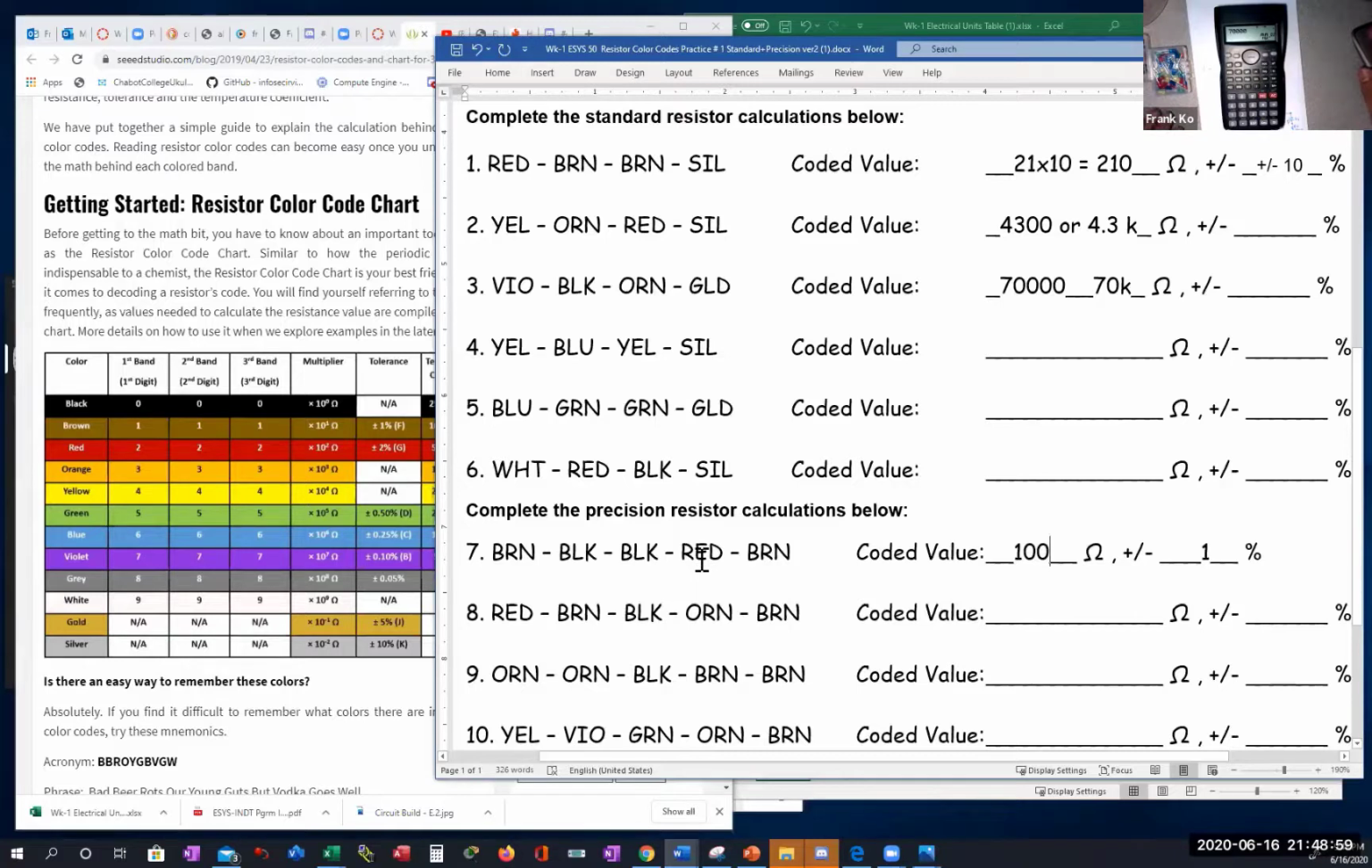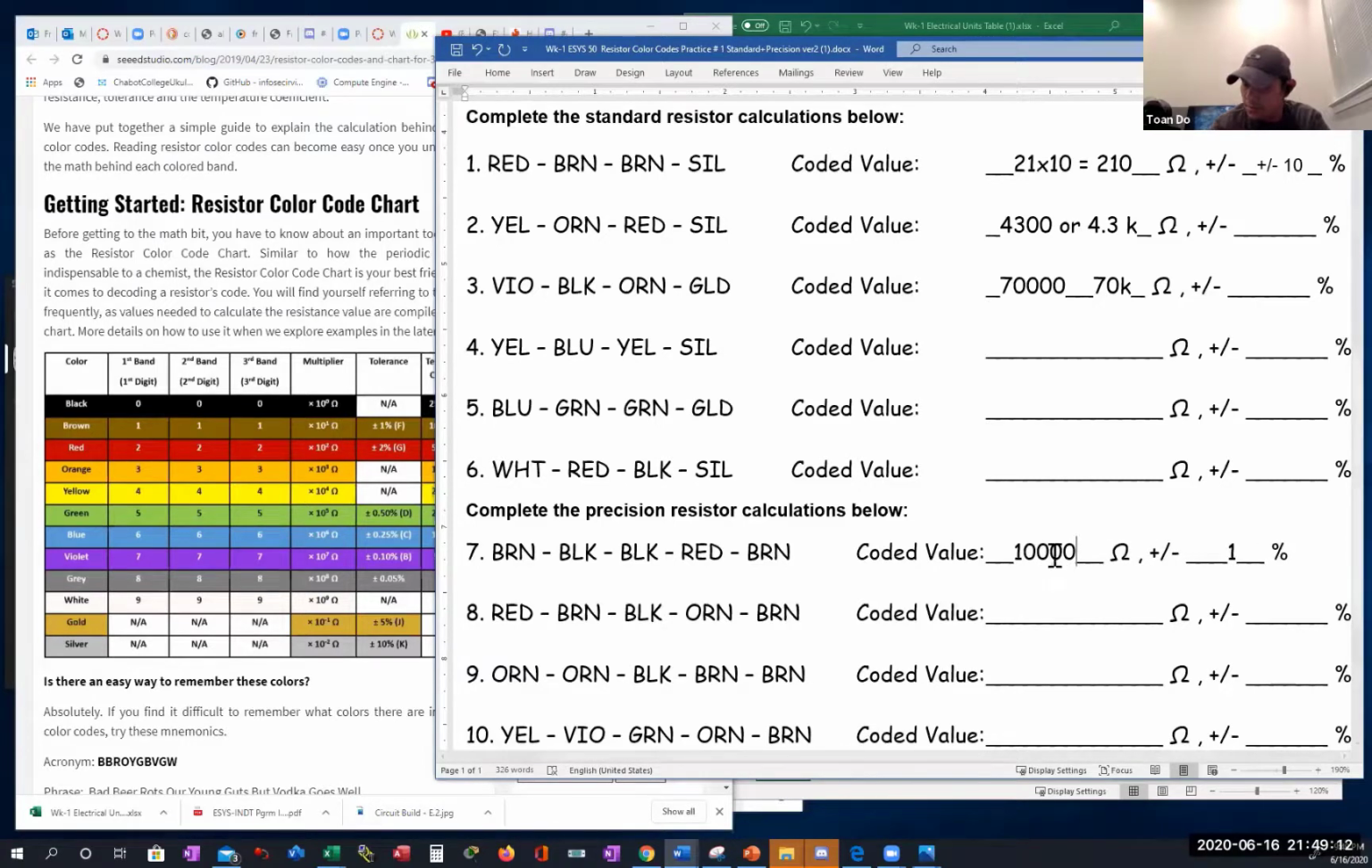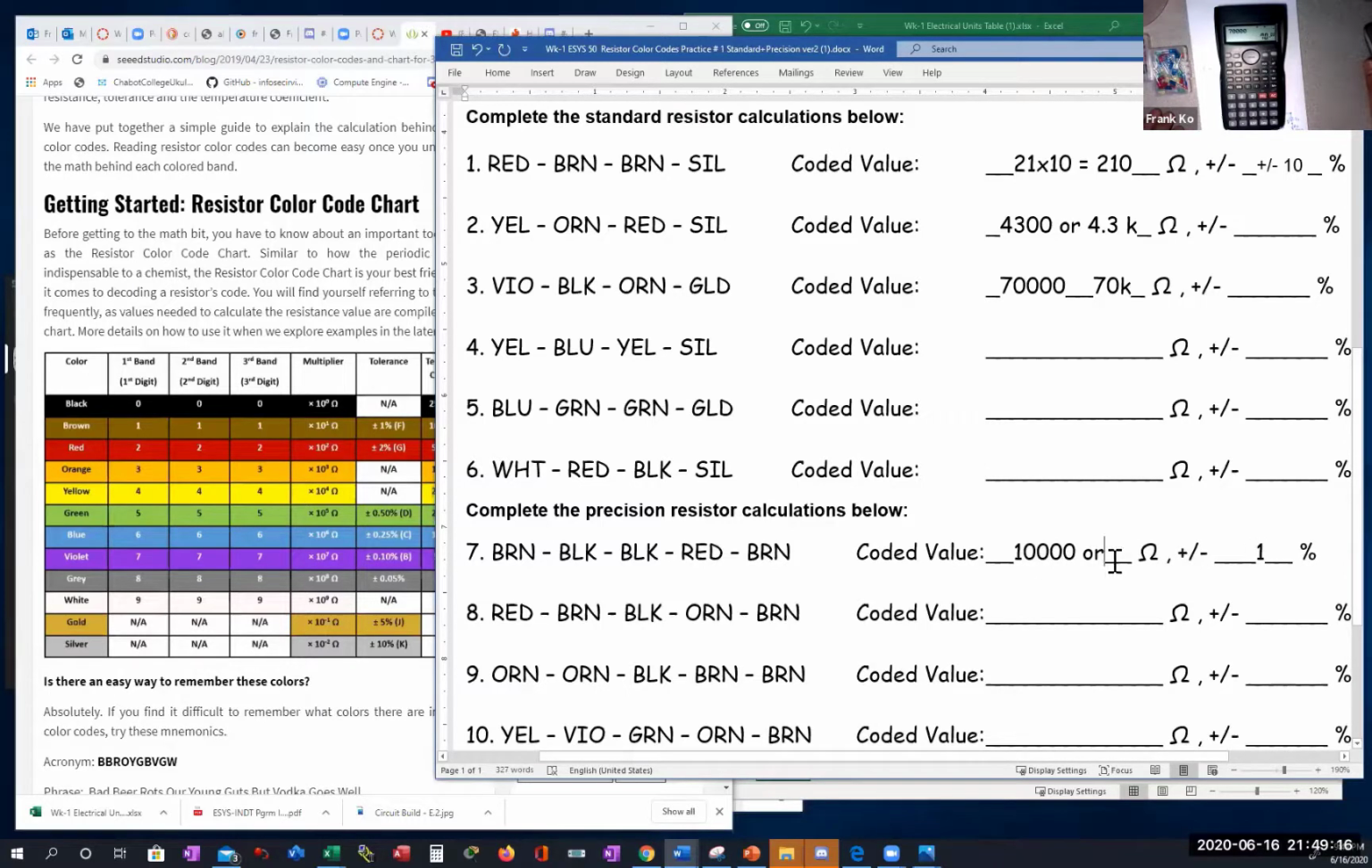My fourth band is my exponent multiplier, 10 power of 2. Or you can just simply say, add this number of zeros. Red is how many more zeros I have to add to this? Two. Two more zeros. Zero, zero. So this gives me a what? A 10,000 or 10 kilo ohm resistor, plus or minus 1%. Are you good with that interpretation? Yes.